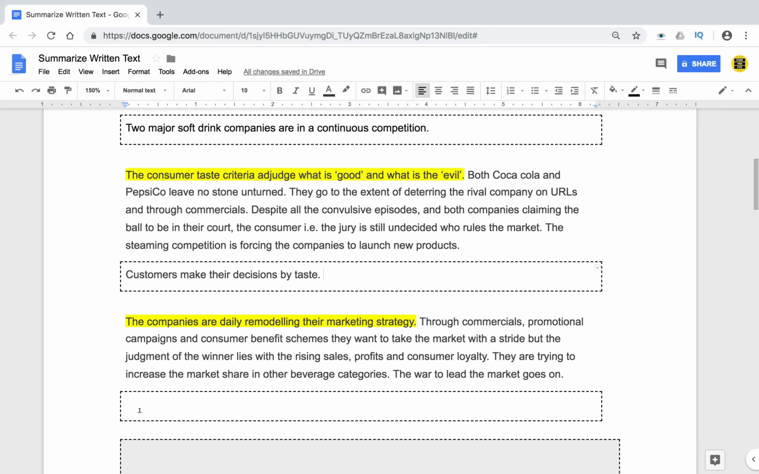So what would I write in this situation? Both companies are constantly changing their advertisements. Okay, so I say advertisements. In Australia, you probably hear advertisements. So advertisements.